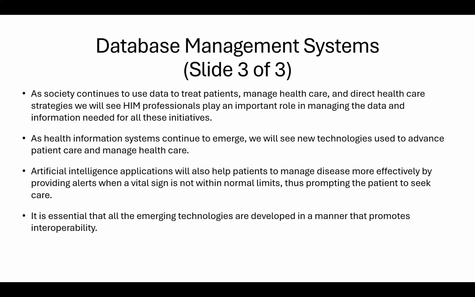So it's essential that all these emerging technologies are developed in a manner that promotes interoperability. You can have the best electronic health record system, but no organization is an island. So you have to be able to share information with the VA if you work for Kaiser, or Sutter has to share things with CMS. And that's where interoperability becomes even more of an issue when you're talking about CMS and other payers.